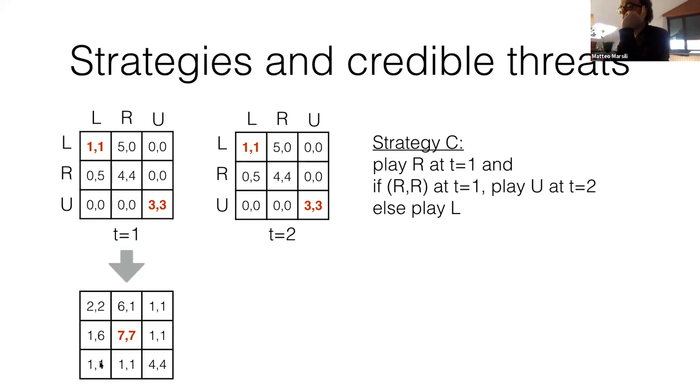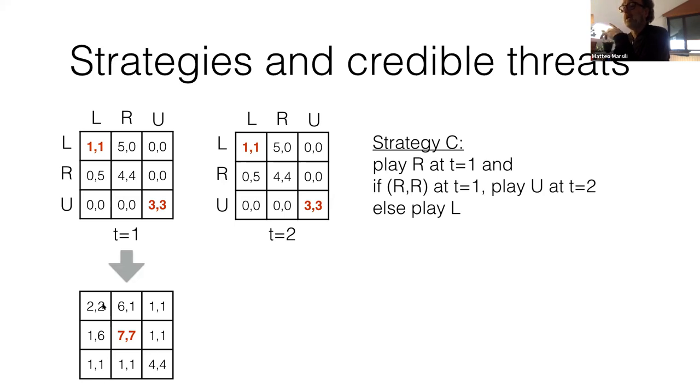If instead you play anything else at the first stage, say L or U, then the opponent will play L at the second stage, and it will be better for you to play L, okay? So essentially, the payoff, if you don't play R at the first stage, is what you would get by adding 1 to your payoff at t equal 1. So you end up with this game.